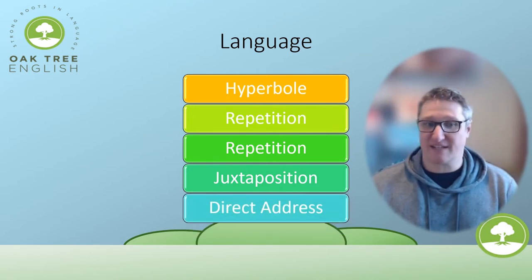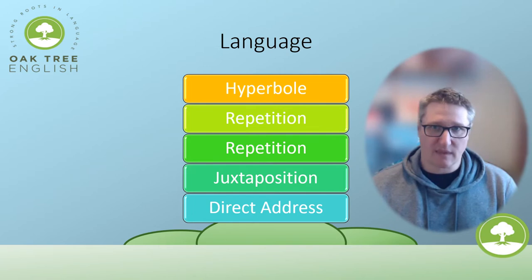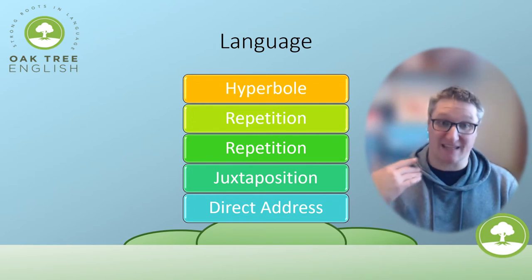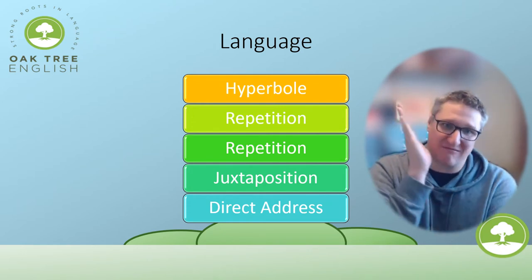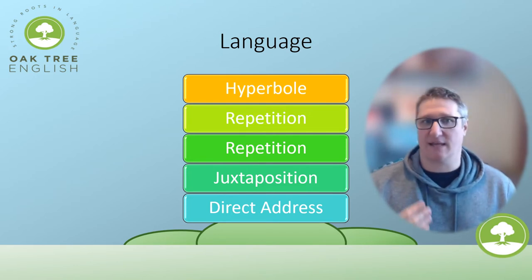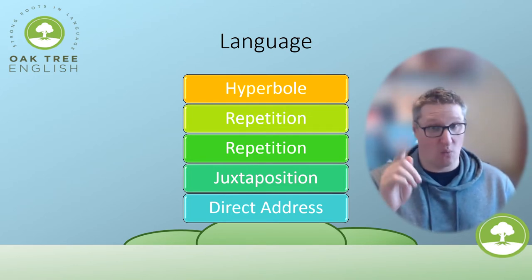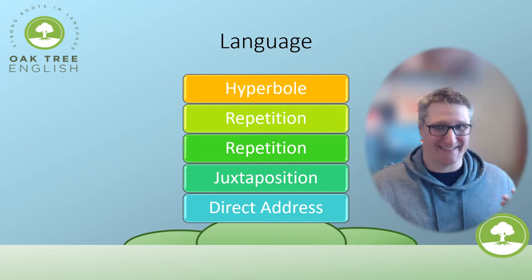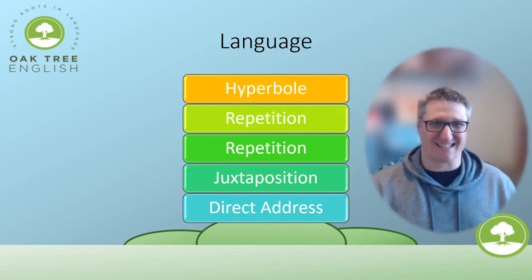Then we've got direct address, of course, the D of De Forest. Think of Jane Eyre. Charlotte Bronte's book, Jane Eyre, she's constantly speaking in the first person as if directly addressing the reader. You see this in first person or second person. What do you think about that? This is direct address.